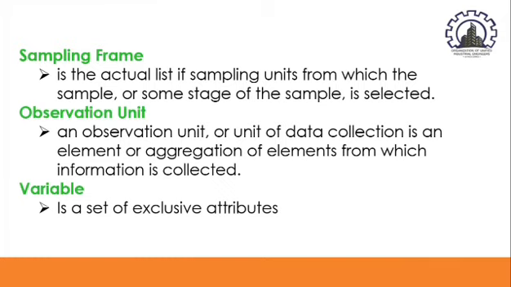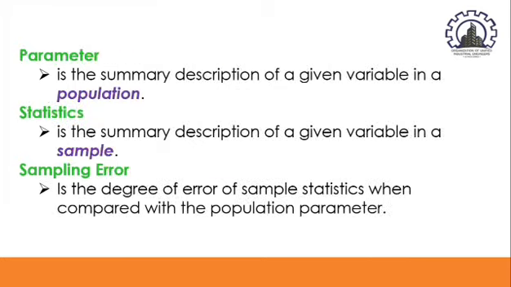So a variable must possess variations. If all elements in the population possess the same attribute, that attribute is constant in the population rather than a part of a variable.